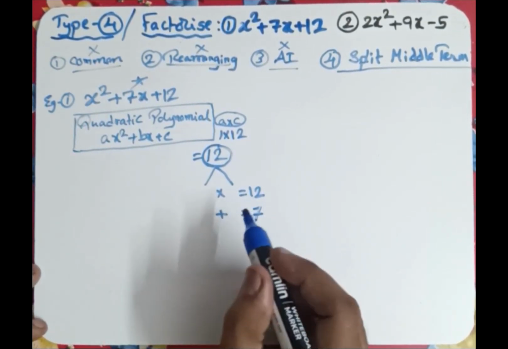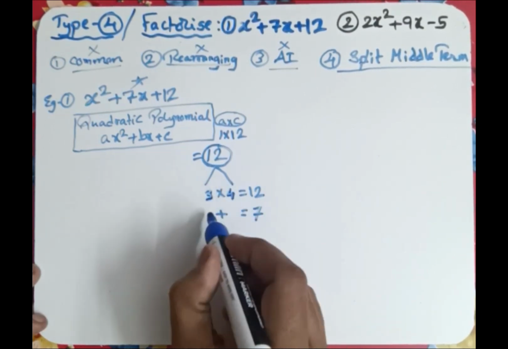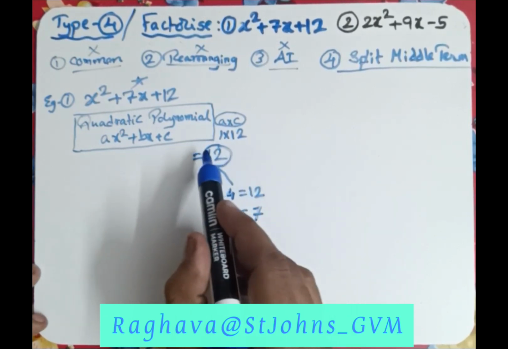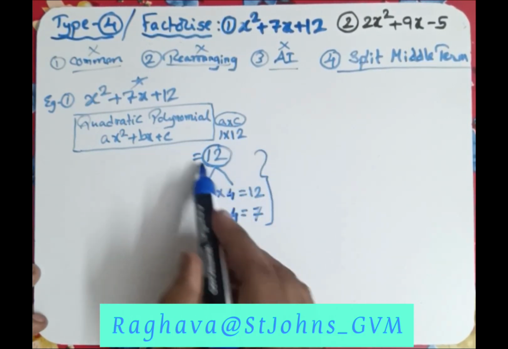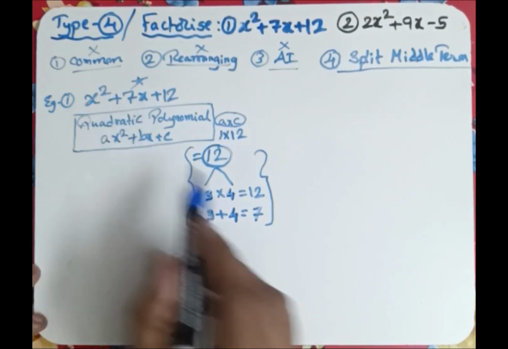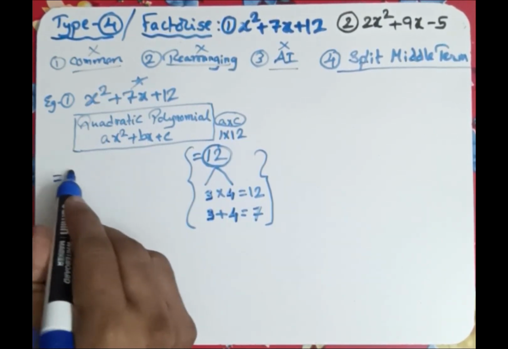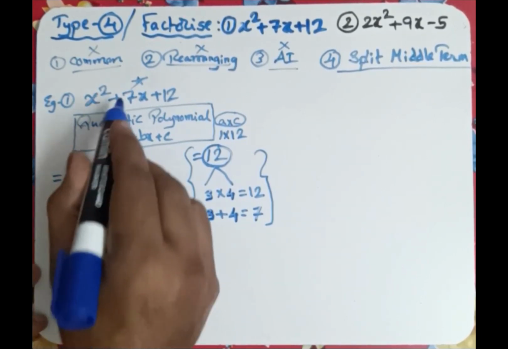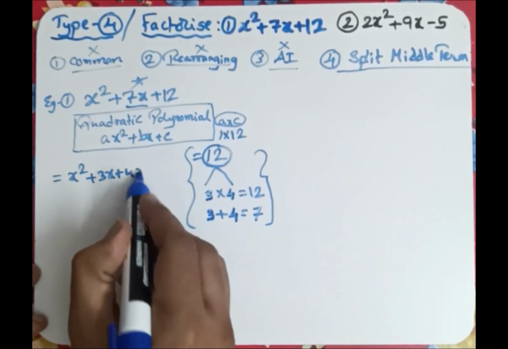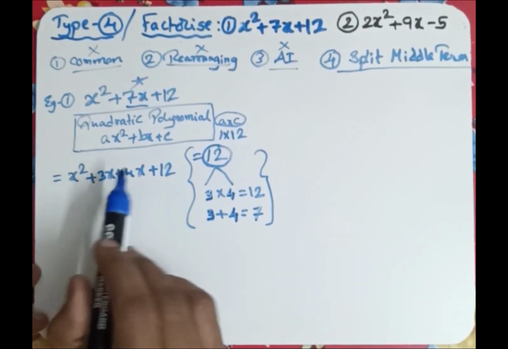Okay friends, what are the factors we have? Possibility 3 and 4. 3 plus 4. This is what we need to do, most important. Then split the 7x accordingly. So what we get: x square plus 7x, I'm splitting it as x square plus 3x plus 4x plus 12. Always remember, signs are important.